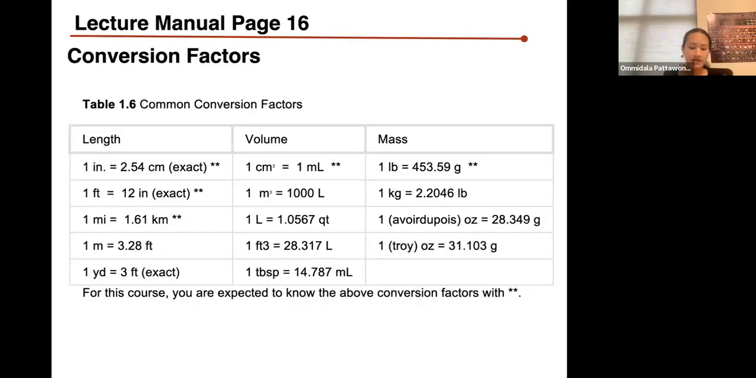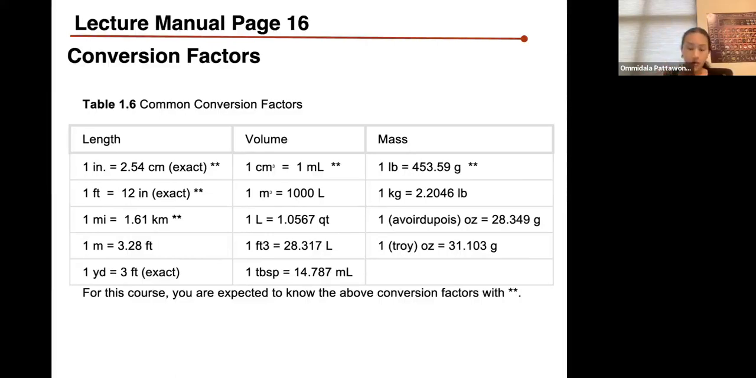So please note that for this list of length right here, you probably notice that it's going from metric to English units, right? Sometimes English unit to English unit, and sometimes English unit to metric. That means this table probably tells you how to convert from English units to metric, and vice versa.